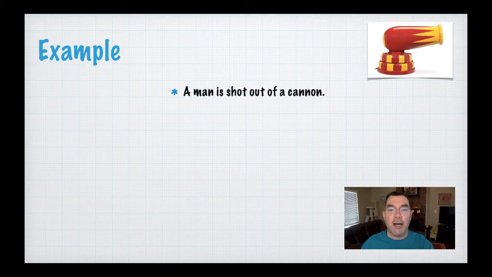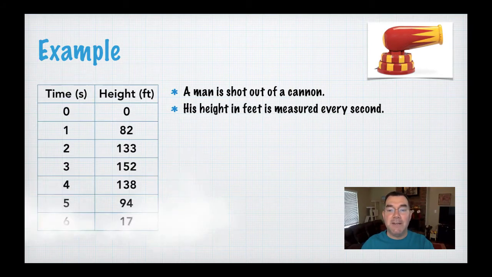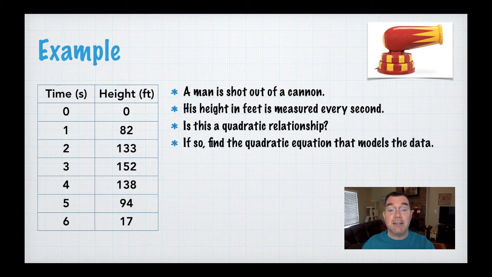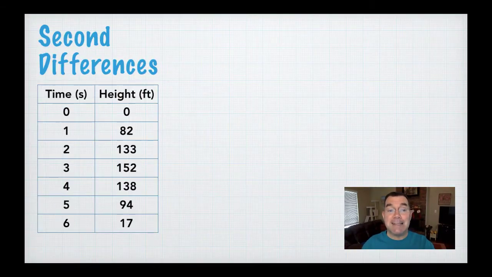A man is being shot out of a cannon, and his height in feet is measured for every second. So those are his heights for every second for the first 6 seconds. First of all, let's figure out whether this is a quadratic relationship before we find a quadratic model for it. To do that, we are going to look at second differences. Remember, that's how we tell if a relationship is quadratic or not.